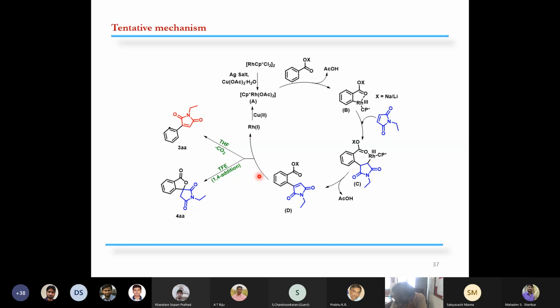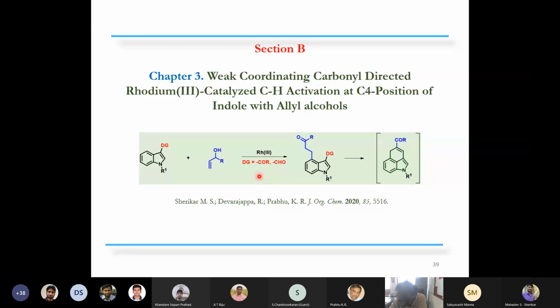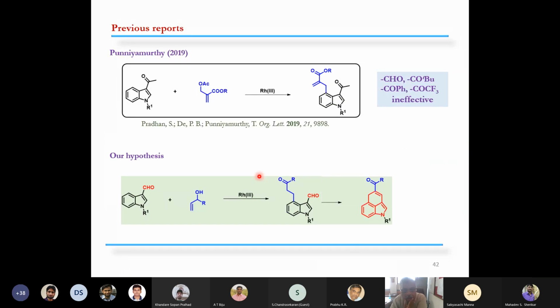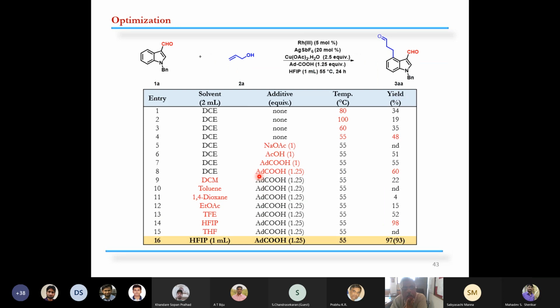Okay. And in the next chapter, where you have used aldehyde as your directing group, the reaction works very well with hexafluoroisopropanol as compared to any other solvent, right? The last one, entry 14. Only with hexafluoroisopropanol are you getting the best yield, and it is very high as compared to any other solvent, right? Yes. Any reason for that?